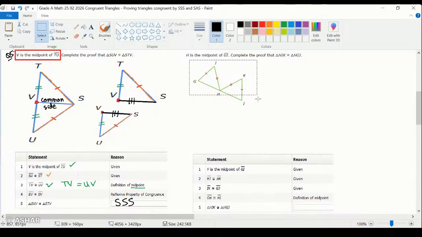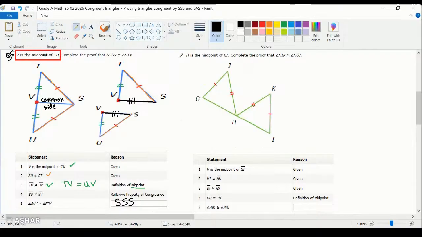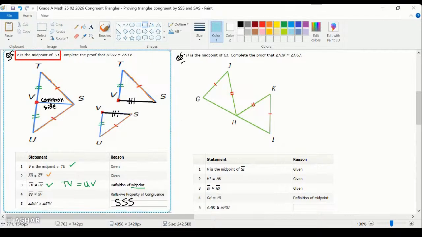And this shape was provided to us. Question number 6 says, for this given information, H is the midpoint of GI. That means if this is the midpoint, then this length and this length would be the same. GH and HI, midpoint, right? Definition of the midpoint, it's equal.